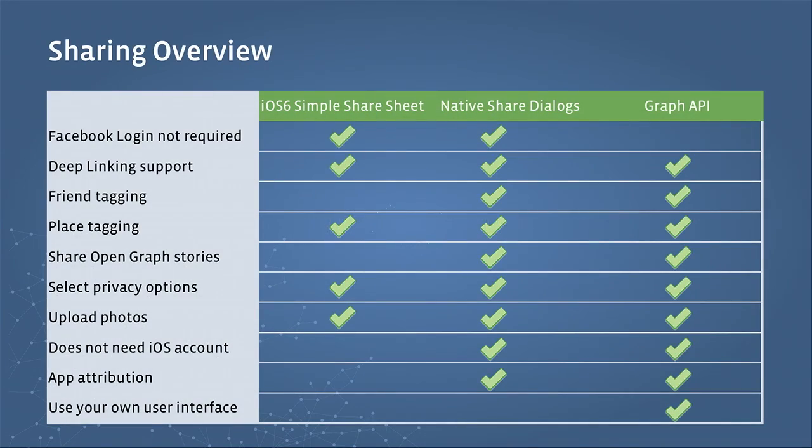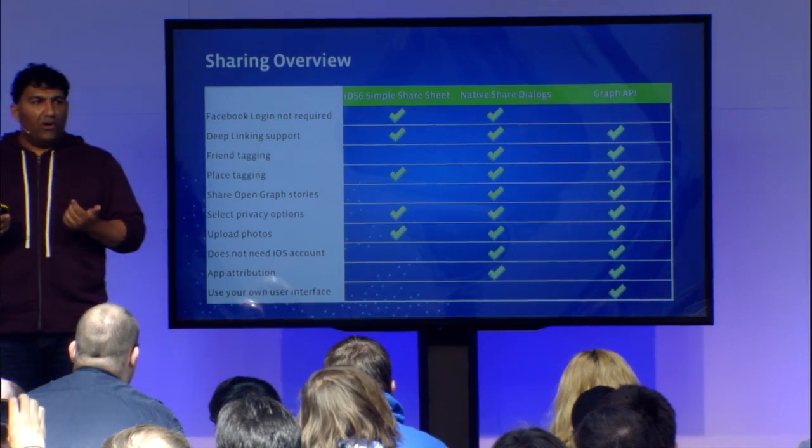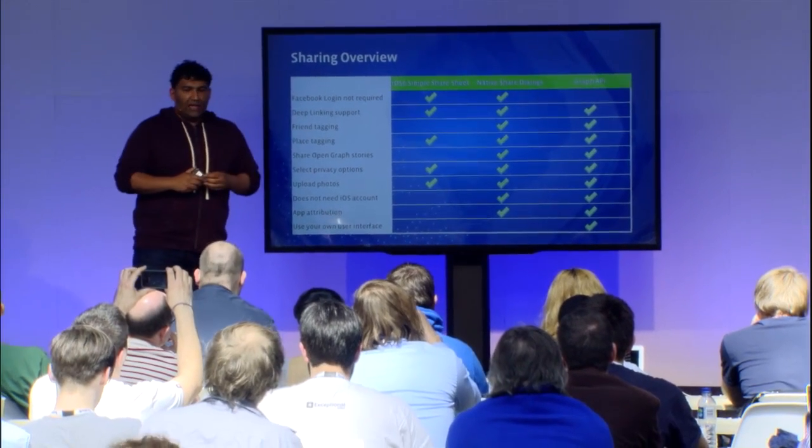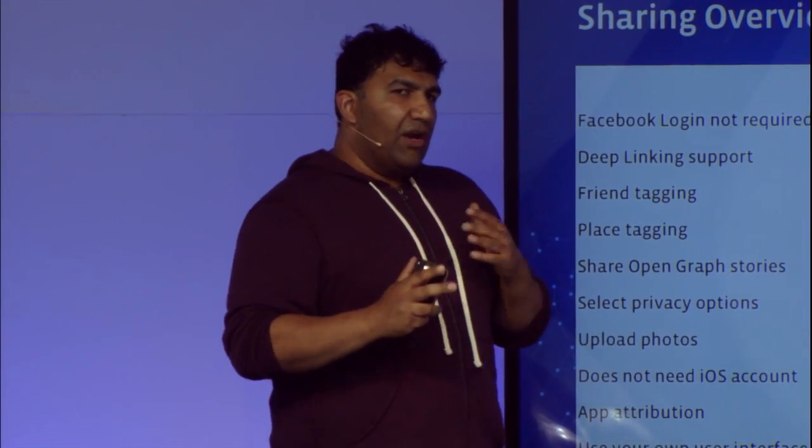So I've shown you a bunch of options for sharing, and they all have different pros and cons. The iOS 6 simple share sheet is the easiest thing to do, built into iOS 6. The only problem, as we saw, is that the person who's using your app must have the Facebook account configured on their device. In addition, they can't tag places, and they can't upload photos with their story, and so forth. The other two options are interesting. So the native share dialog, and what I haven't shown you yet is Open Graph, and that's what Christine's going to talk about in a minute. There's a subtle difference between the two. You can do everything you want between the two of them.